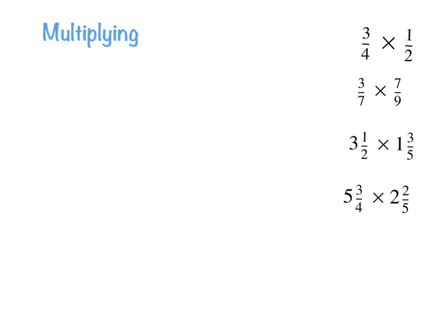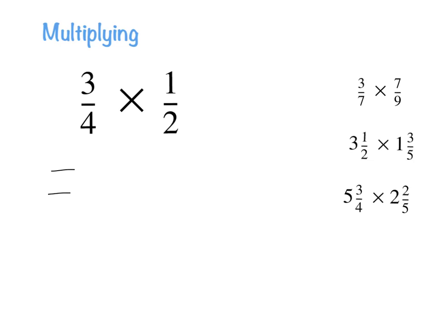Okay, multiplying. Multiplying is really easy actually, and it's quite fun. It's pretty straightforward. So, 3 over 4 multiplied by 4 over 1. Super easy. All I need to do is simply multiply my numerators and multiply my denominators. Really straightforward, guys. Okay, so this becomes 3 multiplied by 1 is 3, 4 multiplied by 2 is 8, my answer is 3 over 8.